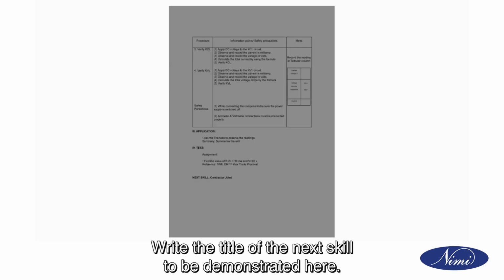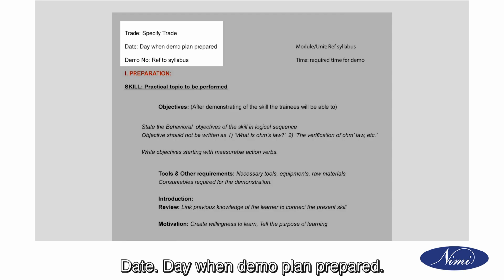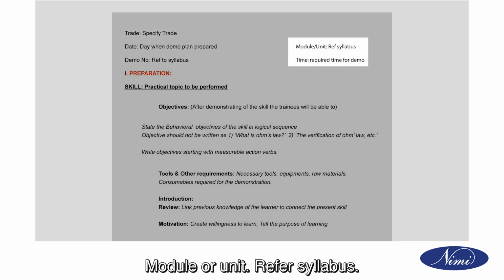Next skill. Write the title of the next skill to be demonstrated here. Trade. Specify trade. Date. Day when the demo plan is prepared. Demo number. Refer to syllabus. Module or unit. Refer to syllabus. Time. Required time for the demo.